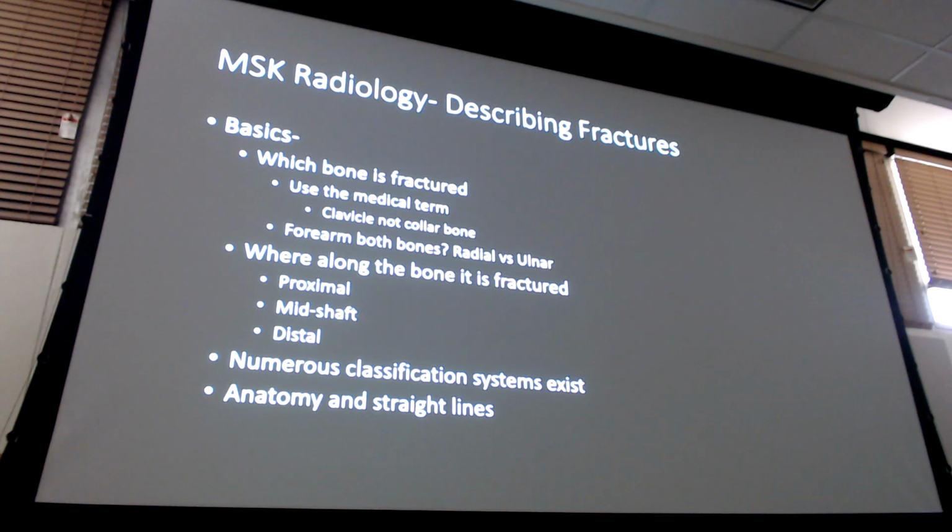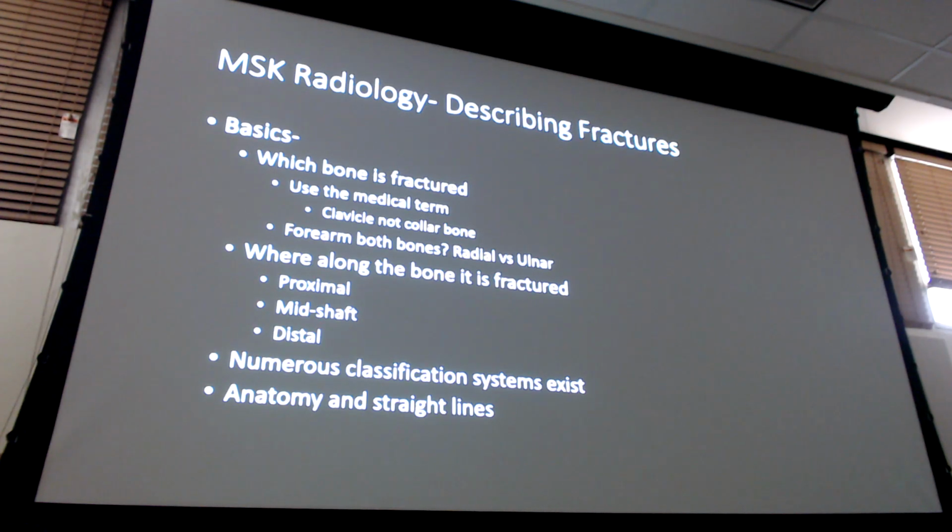You can use a both bone for the forearm. So I say, hey, use radius or ulna, that's fine. If both bones are broken, you can say, I have a right both bone forearm fracture. Right, because there are only two bones in the forearm. We're not confused on what those are.